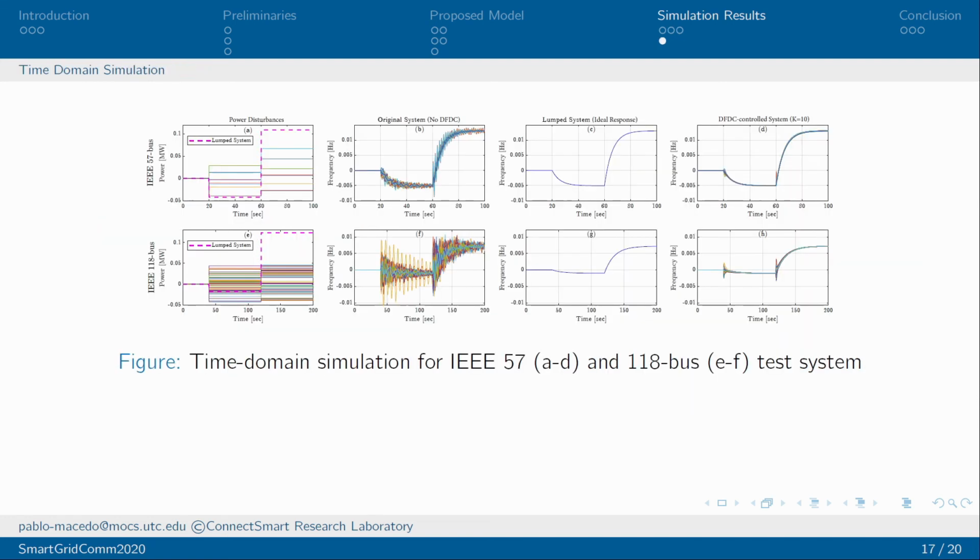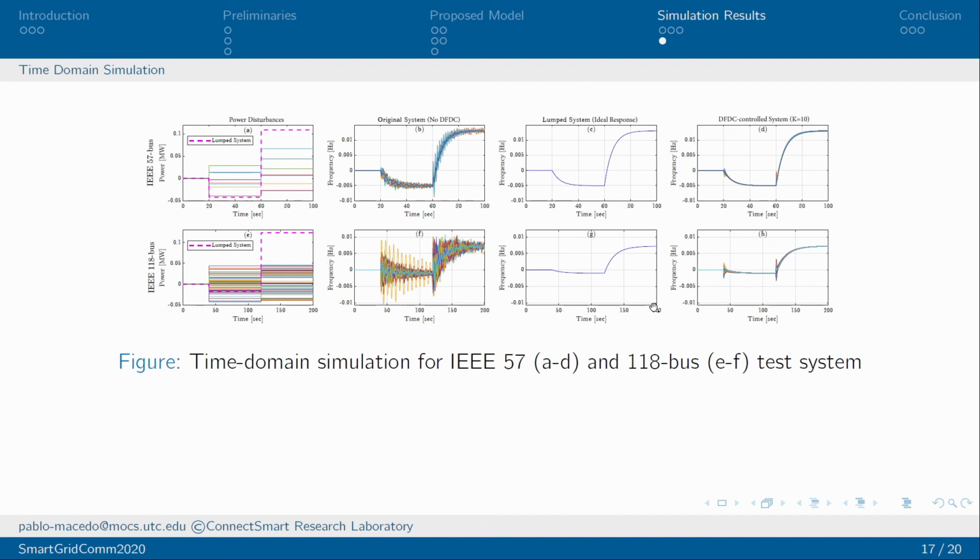These are the results for the time domain simulation. On the first row, you can see the results for the 57 bus case. On the first figure, we have the applied disturbances. On the second figure, you have the system response in the original case without any control. On the third figure, we have the response for the lumped system.